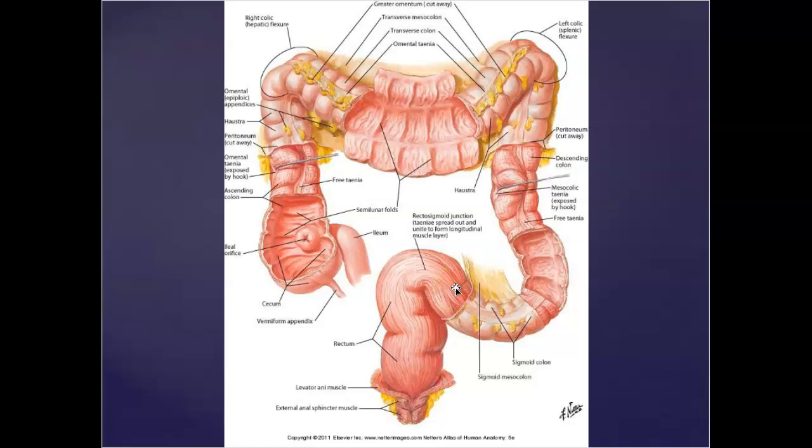Now, if the small intestine's function was to absorb nutrients, the large intestine's function is to absorb water and electrolytes. So the nutrients have already been absorbed in the small intestine. Now it's the job of the large intestine to absorb that water. So it's a very slow movement of the material through the large intestine. It takes hours for this to happen, to get through from one place to another.